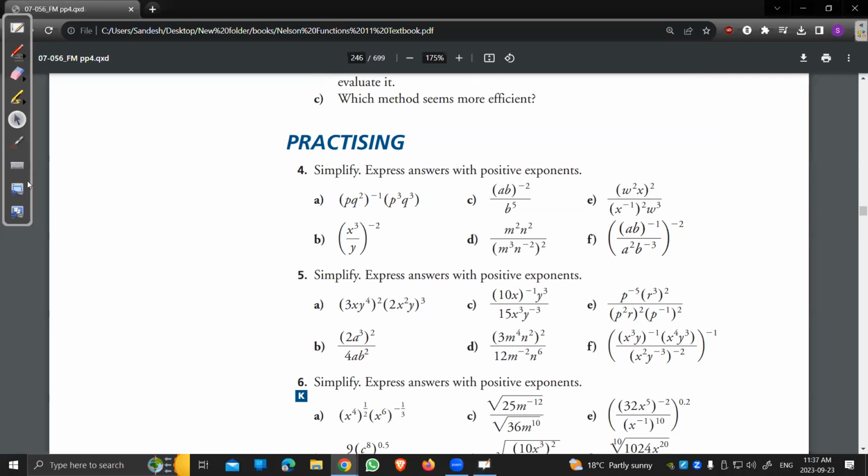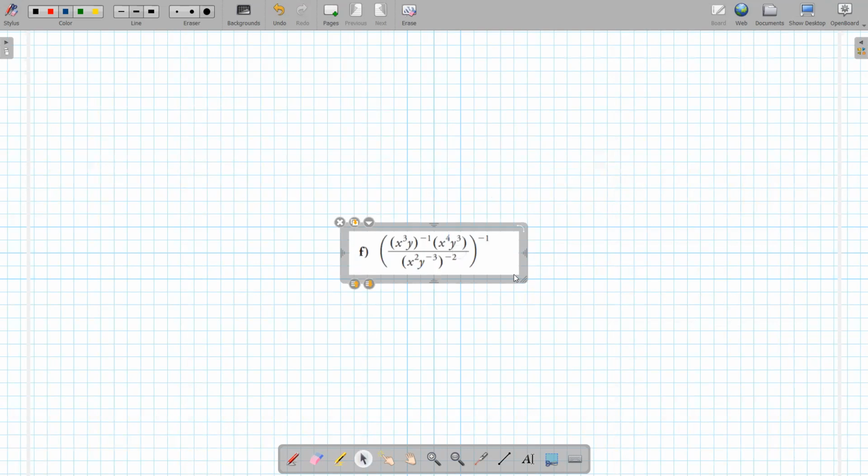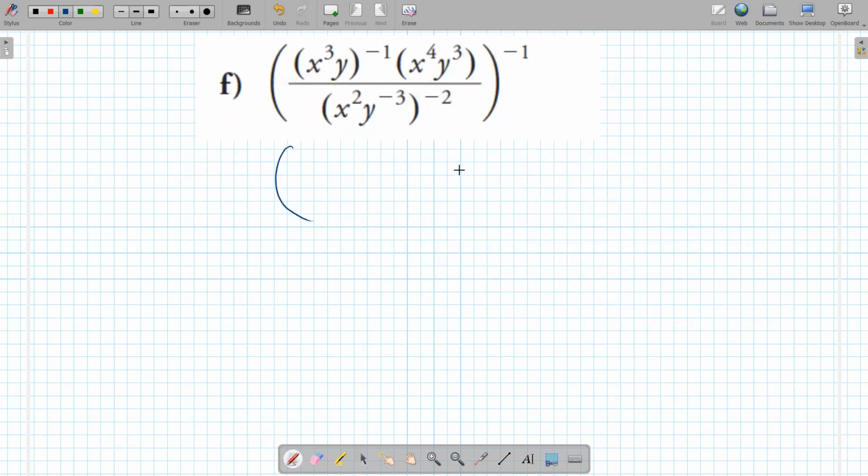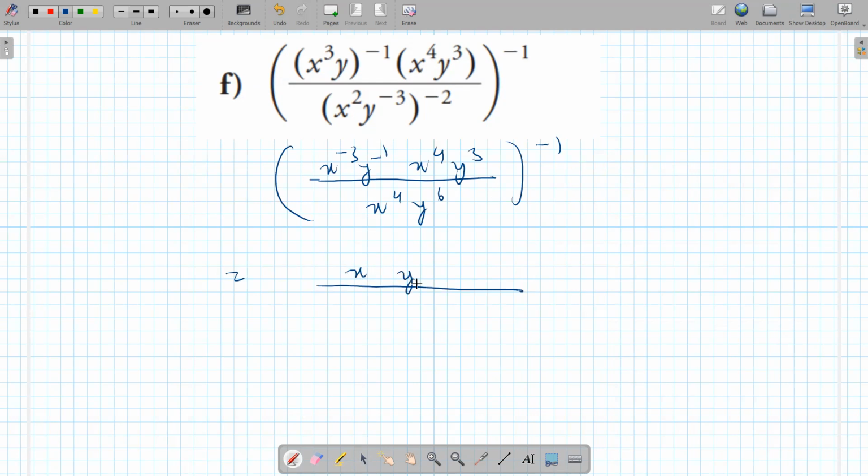Well, this one looks a little bit annoying, but again, it's the same idea. Clean it up and then it's gonna work out nicely. Do not touch the thing on the outside until you've cleaned up the inside. So you'll get x^-3, y^-1, x^4, y^3, x^4, y^+6. On the top, how many x's and how many y's?